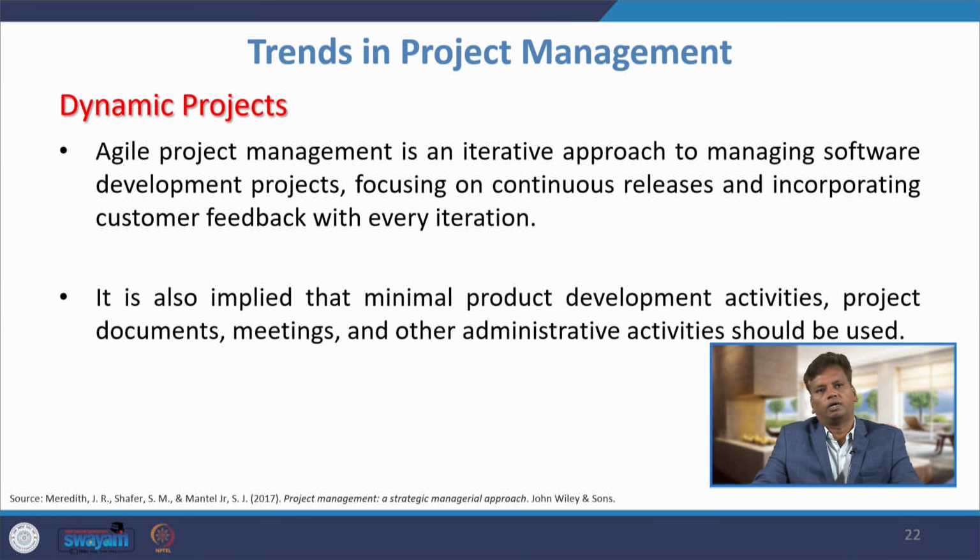So, agile project management is an iterative approach to manage software development projects, focusing on continuous releases and incorporating customer feedback with every iteration. It is also implied that there is minimal product development activity, minimal project documents, minimal meetings, and administrative activities are also minimal.